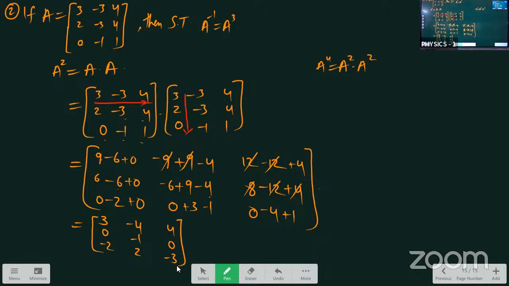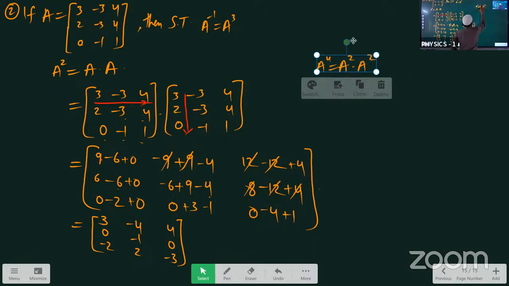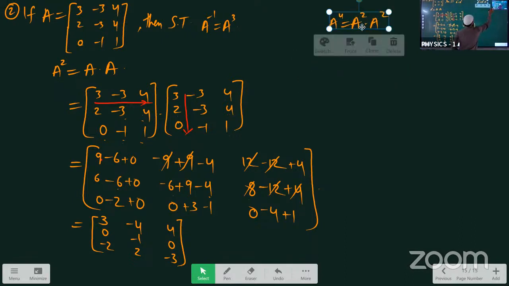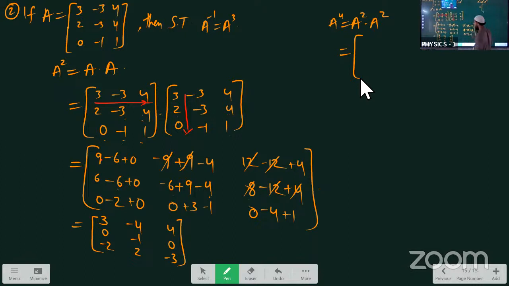Then again, we are going to find A power of 4. So how will you find the A power of 4 value? A power of 4 value is A square into A square now. So multiply these two matrices again. The A square matrix, how much did we get? 3, minus 4, 4; 0, minus 1, 0; minus 2, 2, minus 3. So multiply this twice, the A square value.